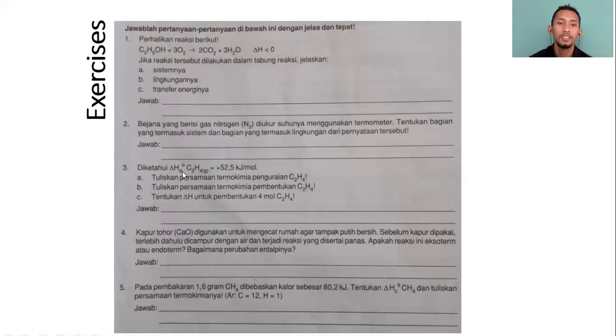And then number 3, you have delta H. You have to decide what the thermochemical equation is for decomposition and formation. And then under number C, we have formation of C2H4, ethene. So be careful with the delta H. Here we have this number and then 4 mole. So it means you have to multiply this one because we need 4 mole, not only 1 mole.